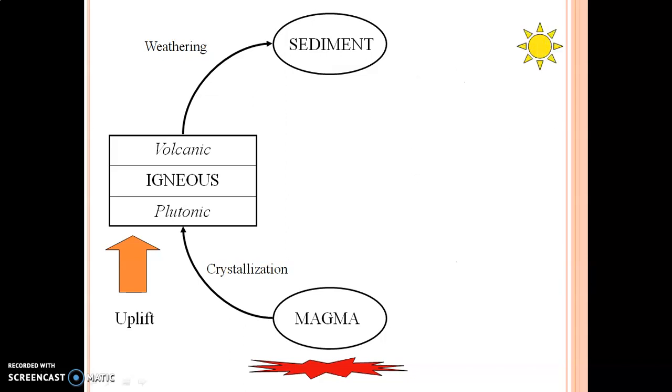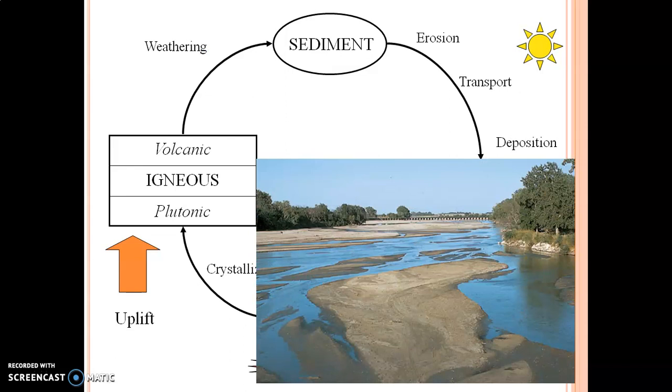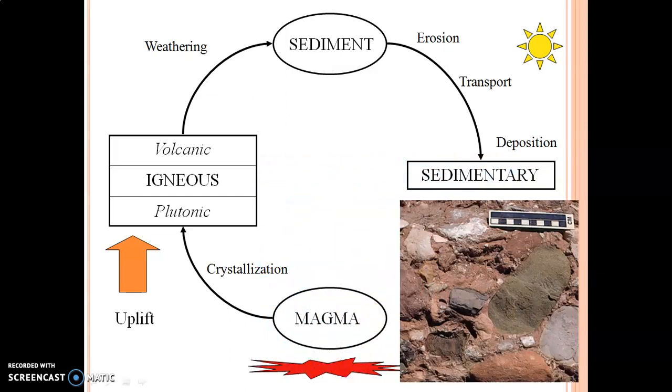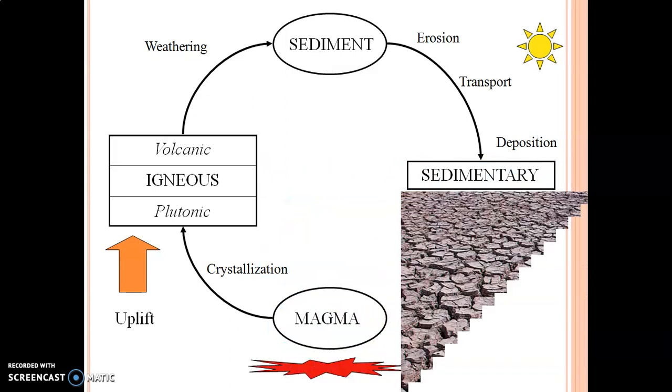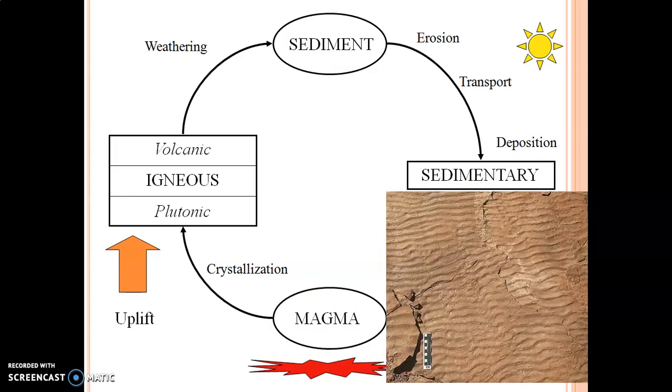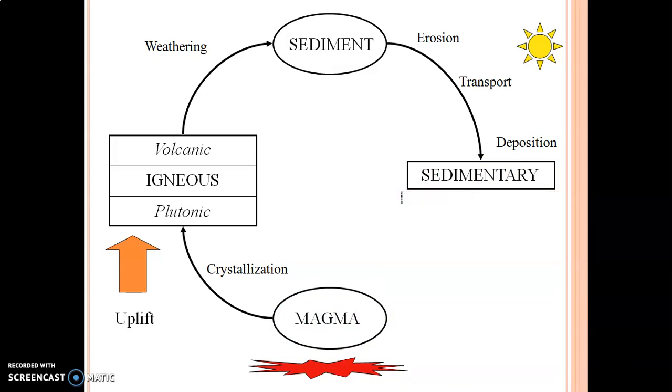Then these sediments are transported by natural agencies like wind, river, etc., and deposited in another place. It starts to settle over a long period of time. Upon natural compaction, sedimentary rocks are formed. These sedimentary rocks, these are some examples of sedimentary rocks.